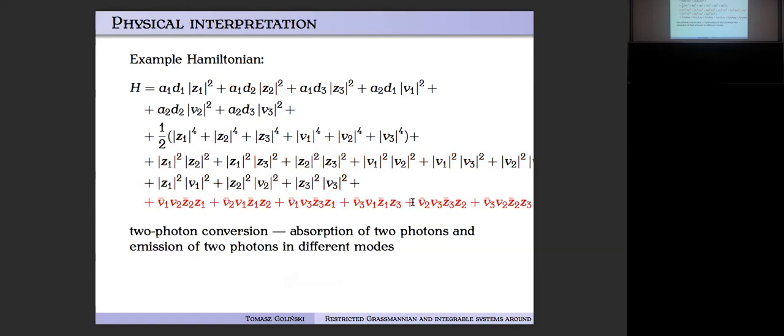And the last family of terms describes the conversion of photons. Again, in the form that two photons are consumed and two photons of a different kind are produced at the same time. So that's what physicists would call a two-photon conversion. Sometimes we also get some parameters there, so it's the thing that we call the parametric conversion. Those types of polynomials of Hamiltonians are also considered. Many of those can be solved by orthogonal polynomials, things like that.